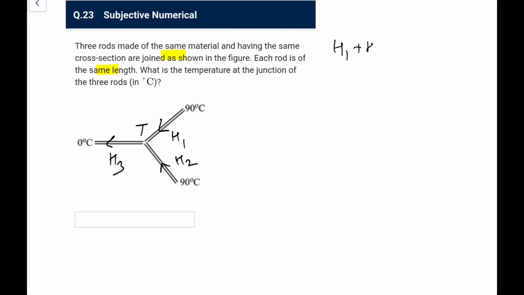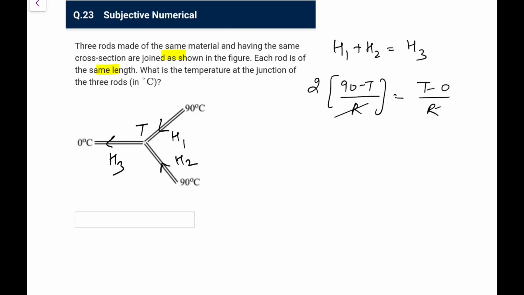So using that junction law, H1 plus H2 is H3. Now H1 and H2 would be identical. I can directly write 2 times (90 minus T) upon resistance, let's say R, because all are same. I can write thermal resistance is R. H3 would be equal to (T minus 0) by R. So this R and R get cancelled. 180 minus 2T is equal to T. So T directly comes out as 60 degree. You can directly go for this, it would be 60.